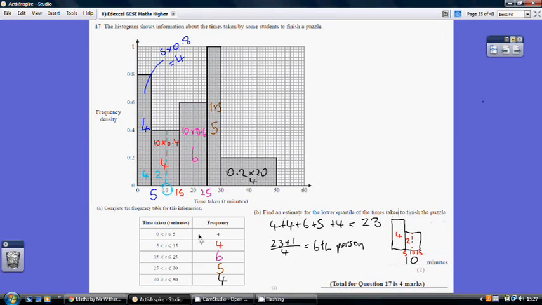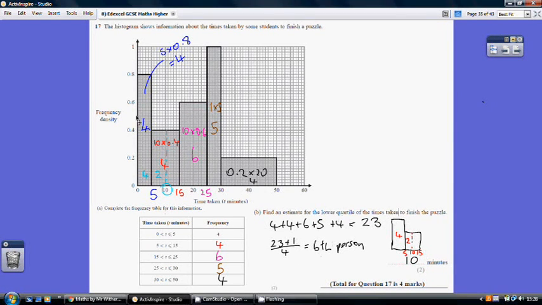So if we add up all our frequencies, we get 23. So our lower quartile, a quarter of the way up, the best way to find that is to do 23 add 1, and then divide this by 4. So we're looking for where our sixth person is. So what time was taken by our sixth person?